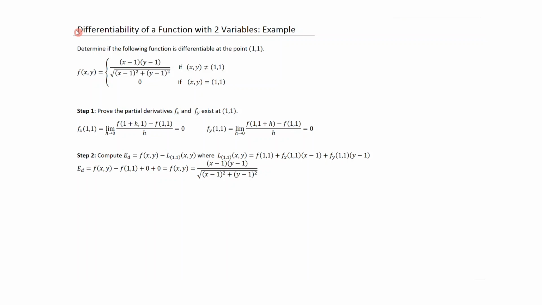And so we basically use the formal definition of the partial derivatives. So f_x(1,1) means you keep the value of y constant at 1, and you perturb the value of x, so that becomes the limit as h approaches 0 of f evaluated at (1+h, 1) minus f evaluated at (1,1), divided by h. And the limit of that turns out to be 0.